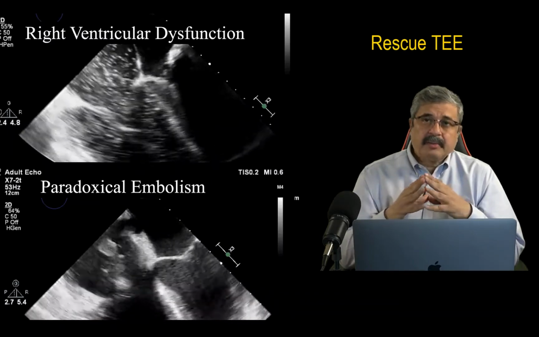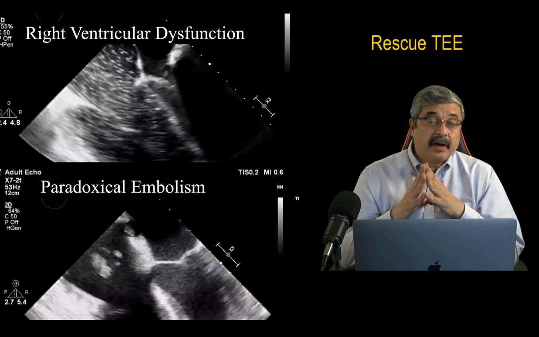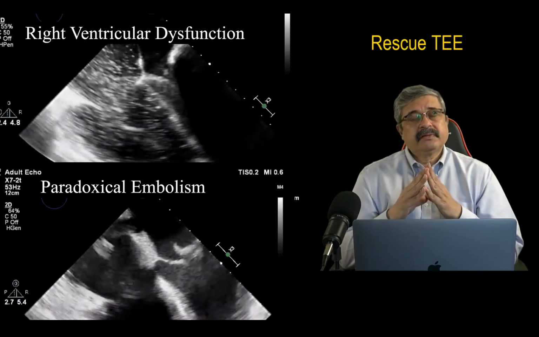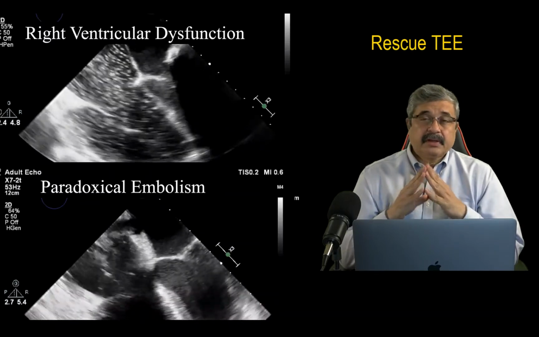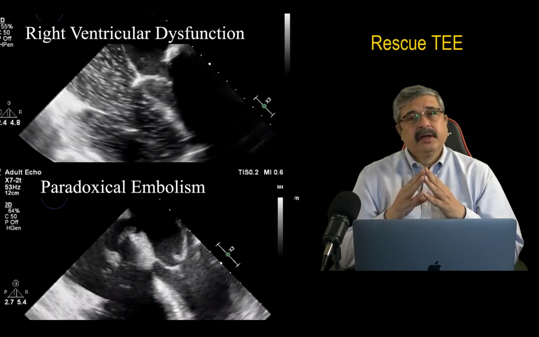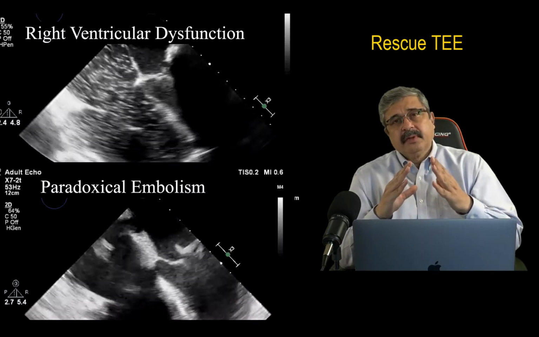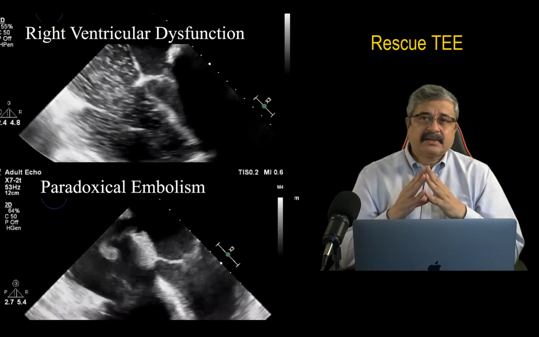The patient at the bottom has pulmonary embolism with a paradoxical embolism going from the right to left side, needing a completely different therapy. Now, this is a very important point to appreciate because the presentation to the operating room of these patients is exactly the same.